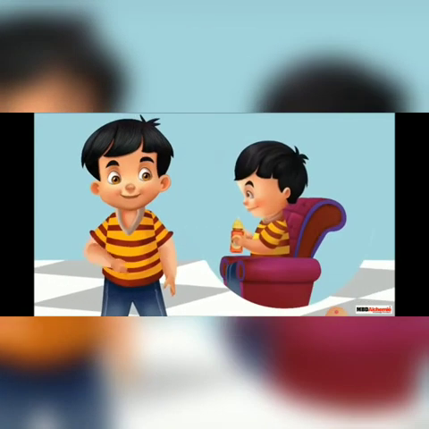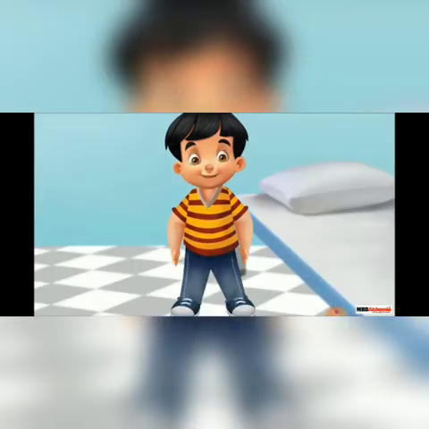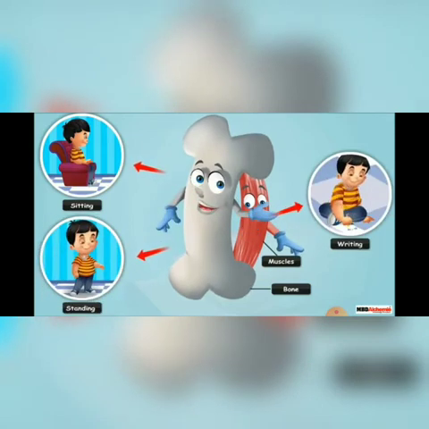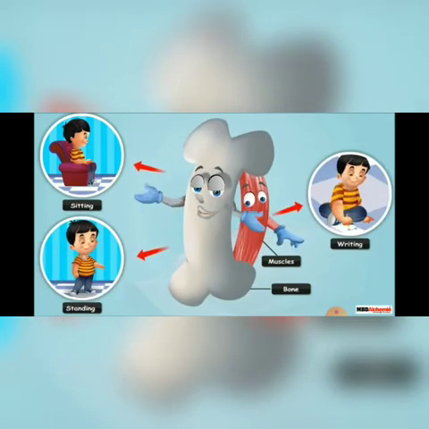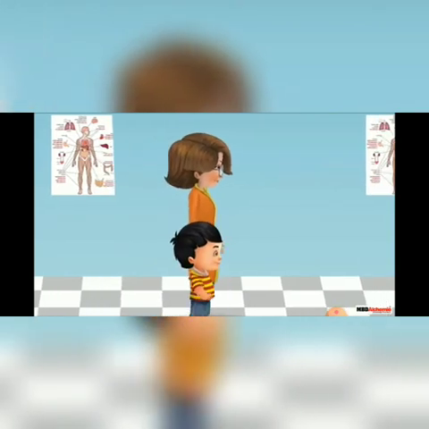Sid is able to sit, hold this bottle in his hand, and stand with the help of some special body parts. Do you know which body parts? These special body parts are bones and muscles. We are the bones and muscles of Sid's body. From sitting to standing to writing, we help him in everything. Come on, Sid. Let's go home now.